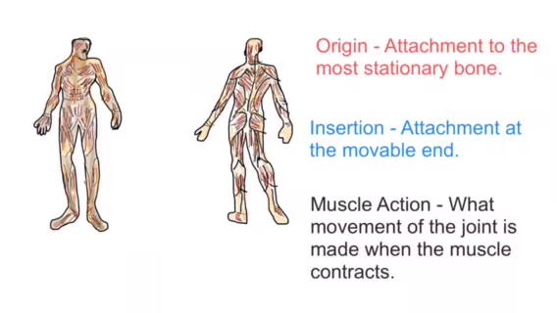To locate muscles, it is important to establish the origin and insertion of the muscle. The origin is where the muscle attaches to the most stationary bone involved in the movement. The insertion point is the attachment at the movable end of the joint. The muscle action is what movement of the joint is made when the muscle contracts, for example, flexion or extension.